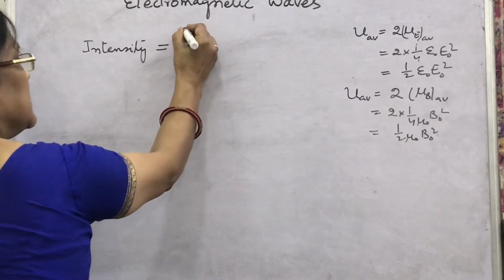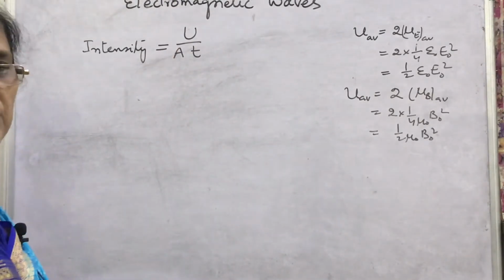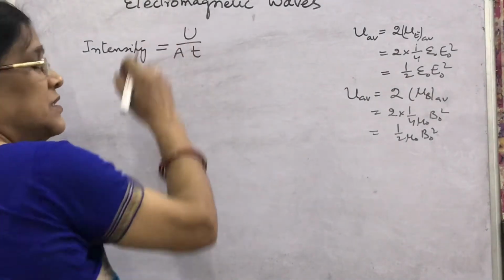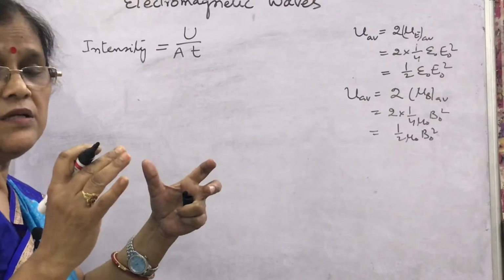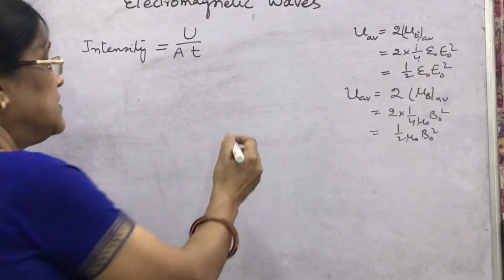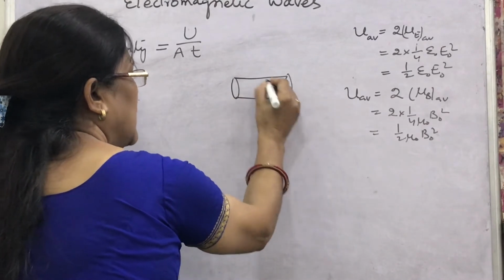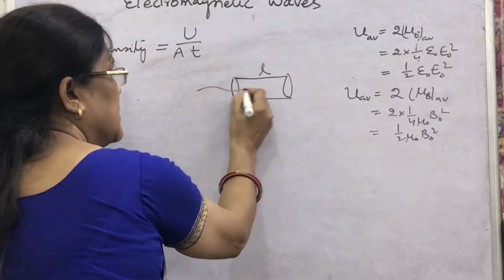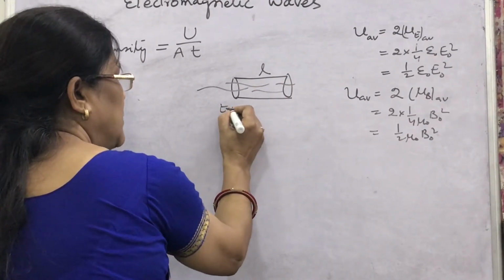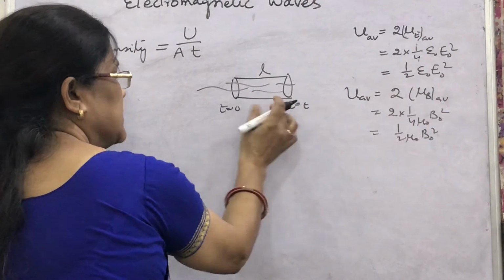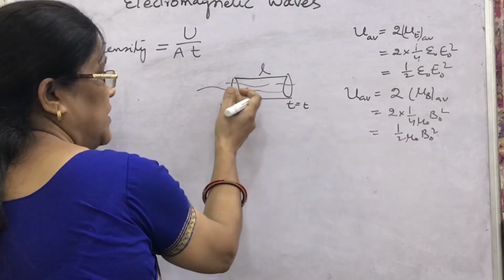Definition of intensity is energy per unit area per second normal to the propagation. How much energy? We have to consider an imaginary area. Suppose we consider this cylinder of length L through which the EM waves are passing, from t equal to 0 to t equal to t, that is for the time t. With what speed? Speed of EM wave is c.